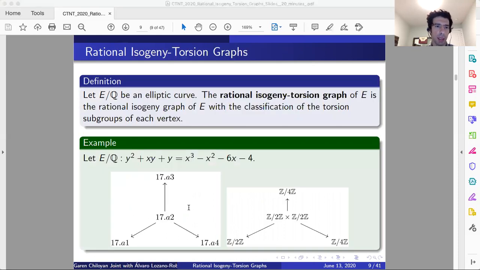So let's make a new definition that Alvaro and I came up with. Let E again be a rational elliptic curve. The rational isogeny-torsion graph of E is the rational isogeny graph of E with the classification of the torsion subgroups of each vertex. So for example, take the rational elliptic curve we saw two slides ago. On the left is the rational isogeny graph of E. On the right is the fully characterized rational isogeny-torsion graph of E. So can we understand these rational isogeny-torsion graphs on the right?